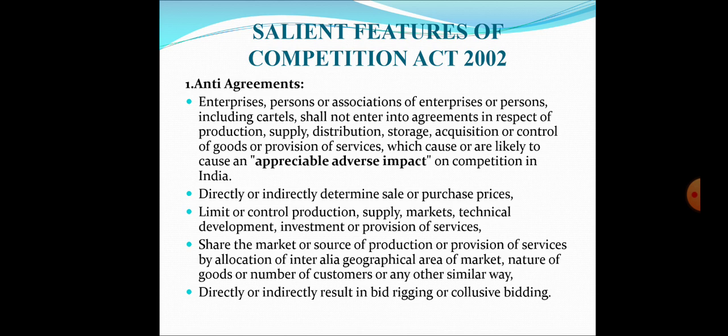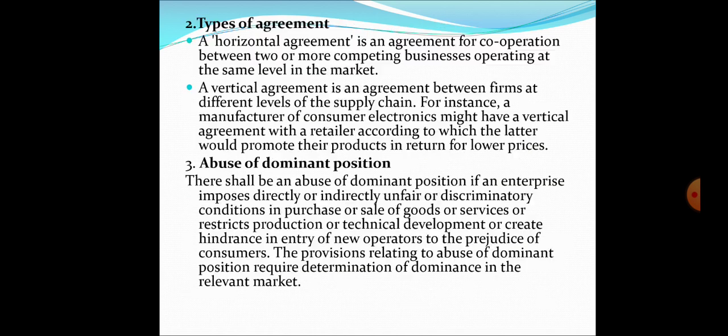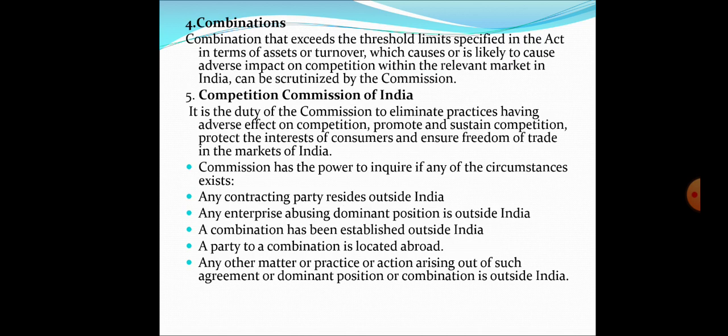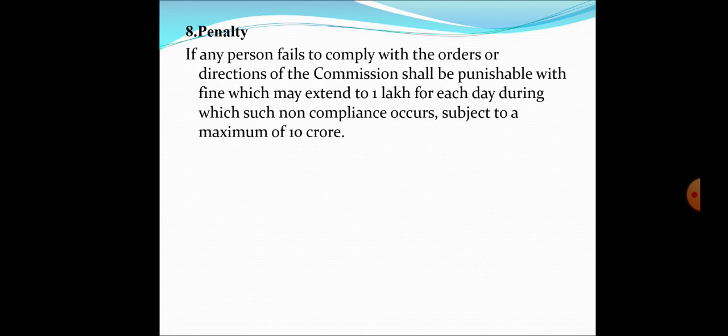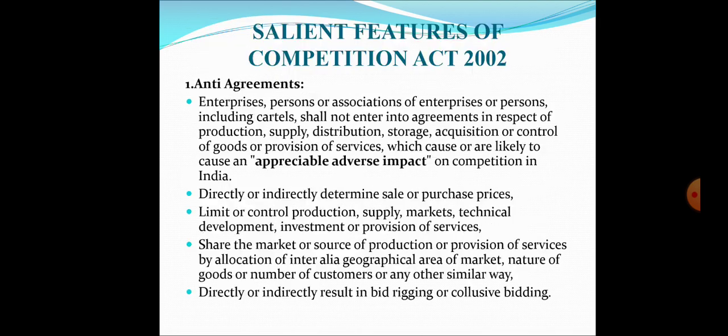Now let us understand the salient features of the Competition Act of 2002. The salient features include anti-agreements, then types of agreements, then abuse of dominant position, then combinations, Competition Commission of India, as we have already discussed, and review of orders of the commission, then appeal, then penalty. These are the salient features of the Competition Act of 2002.